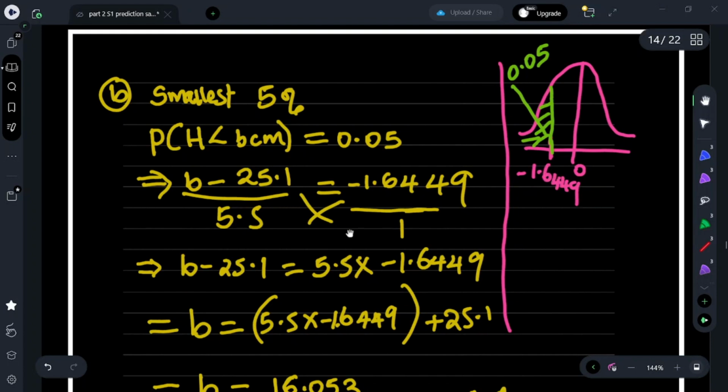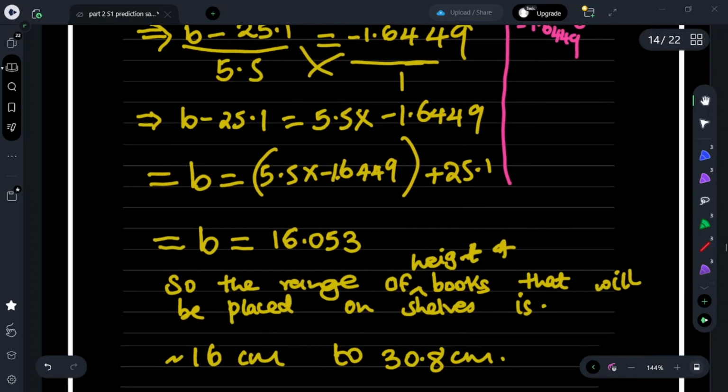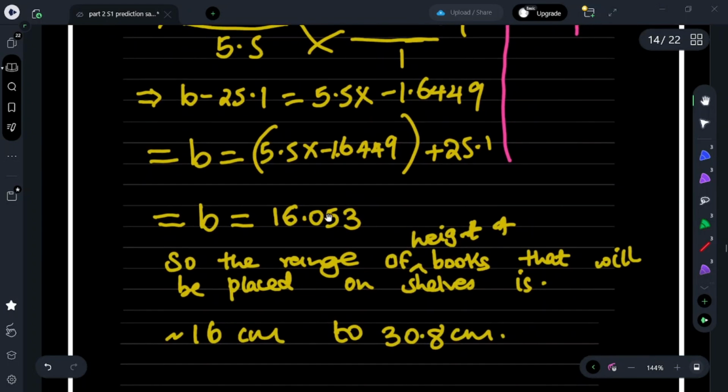Like we said, the Z value of 0.05 is negative 1.6449. So cross multiply and make B the subject of the formula. So we have 5.5 times negative 1.6449, get that answer, then plus 25.1 on both sides of the equation. So we get the B value. So our B value is going to be 16.053.